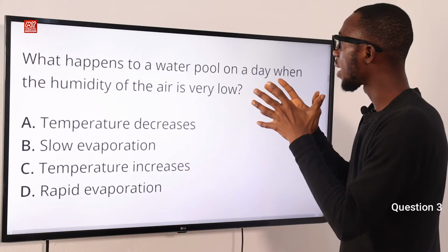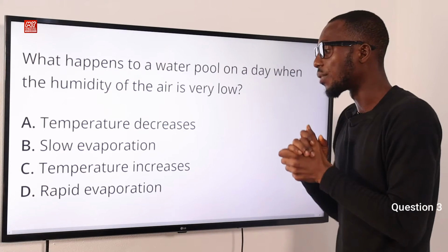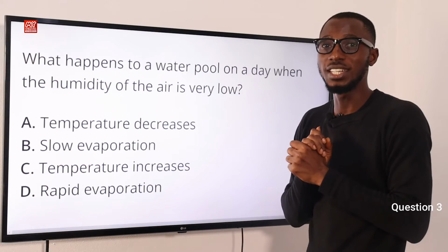What happens to a water pool on a day when the humidity of the air is very low? There will be rapid evaporation. Option D, once again, is the correct option.